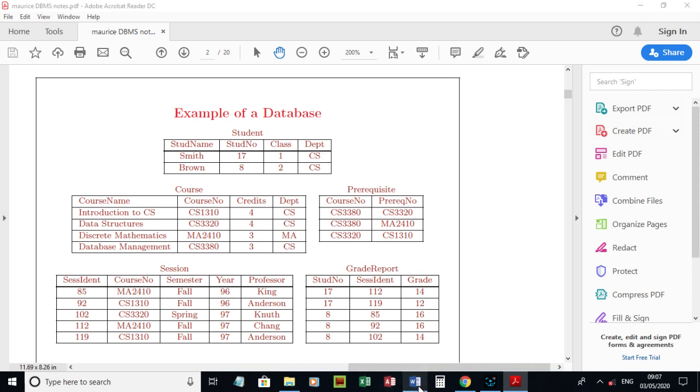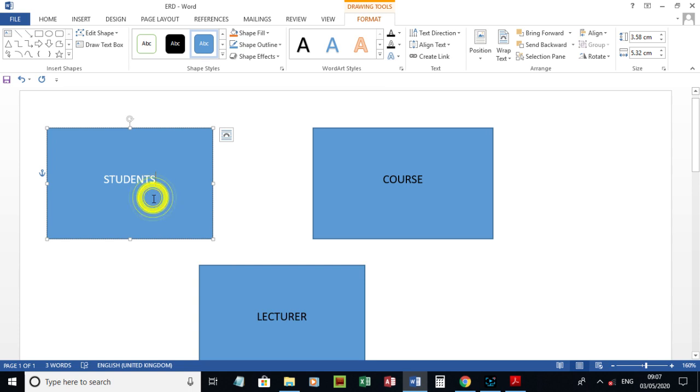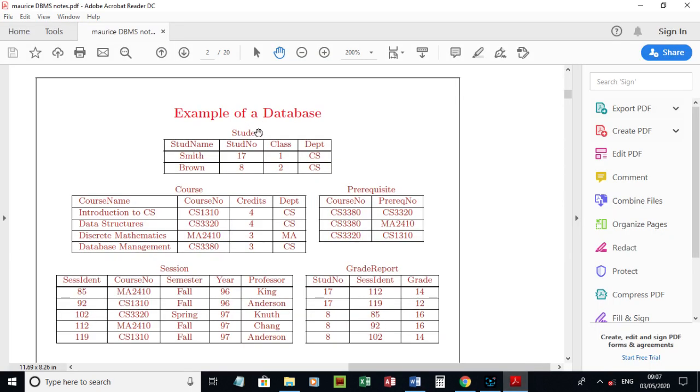You understand? Like this. Student is an entity. But remember, there are schemas and sub-schemas in it. And a course also, and a lecturer also. Alright? The answer is that student is an entity, and course is an entity. It's also an entity.